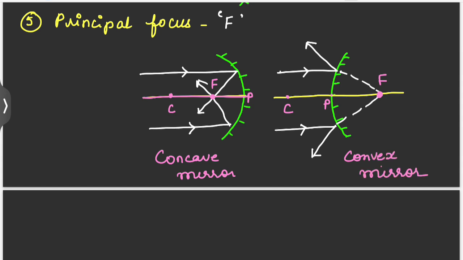This is usually asked in the examination: where the principal focus is formed in the concave mirror and convex mirror. In the concave mirror, you can see the principal focus is formed in front of the mirror, in front of the reflecting surface. Whereas in the convex mirror, it is formed behind the mirror or behind the reflecting surface. So is that clear? What is principal focus? Next we will go for the next component. The sixth component is called focal length.